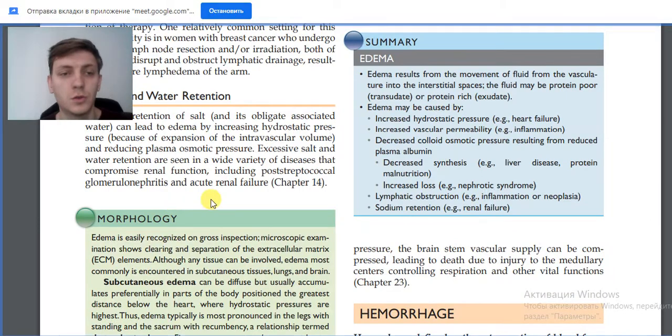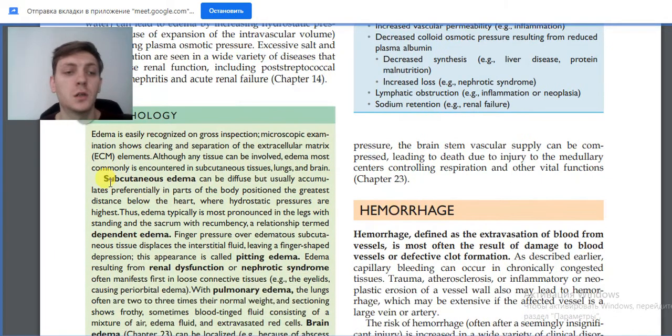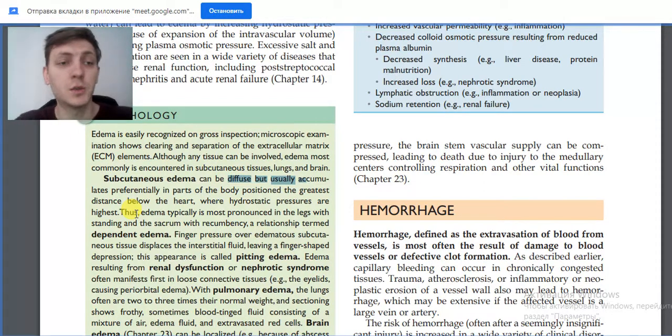So sodium and water retention I already explained. So let's talk about morphology. Morphology is visible as subcutaneous edema. It can be diffuse, but usually accumulates preferentially in parts of the body positioned the greatest distance below the heart, where hydrostatic pressure is highest. Usually, subcutaneous edema is due to heart failure.